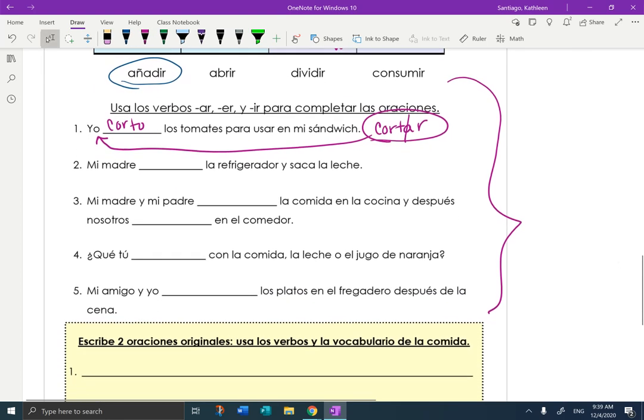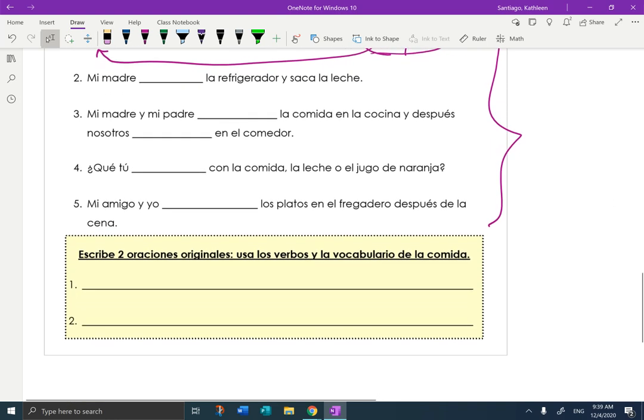So finish dos, tres, cuatro, and cinco, and then 2 original sentences. Please don't use Google Translate. Use your mind. Make sure that you've done all of the videos in Schoology about reviewing how to conjugate AR, ER, and IR verbs. This is important as we move into commands next week on Tuesday.